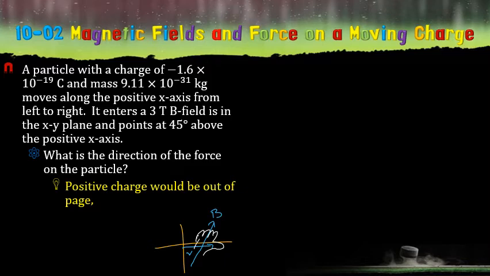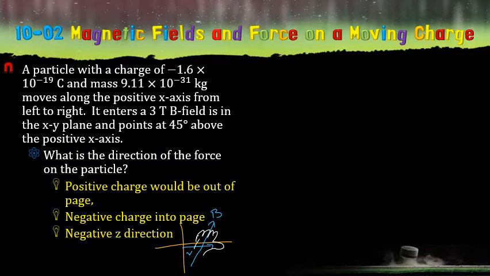But if you notice, it was a negative charge, therefore it's going the other direction. So a negative charge is into the page. Out of the page is the positive z direction, into the page is the negative z direction.